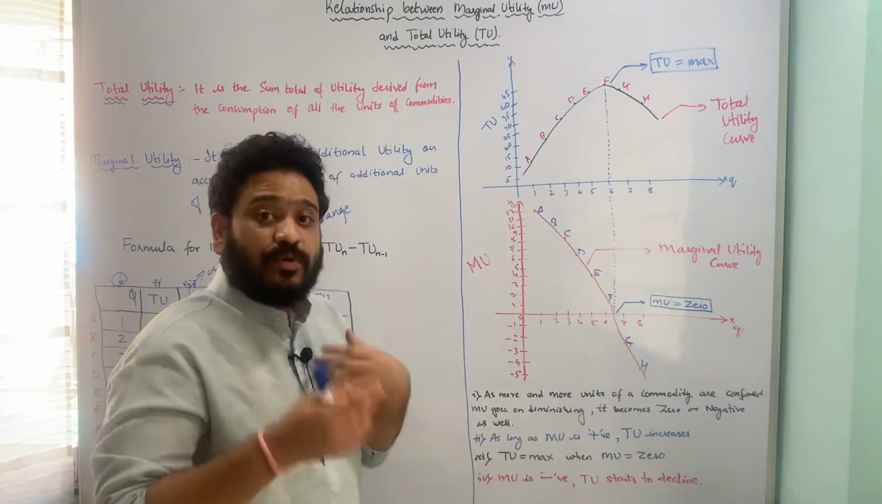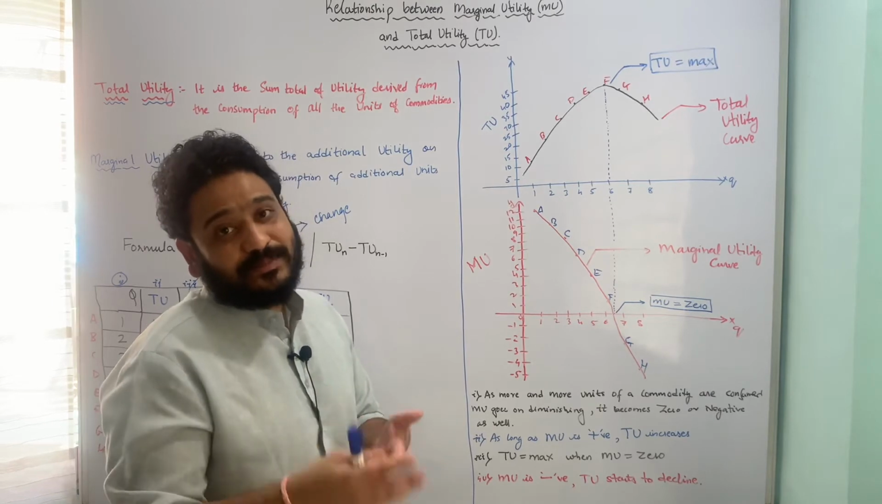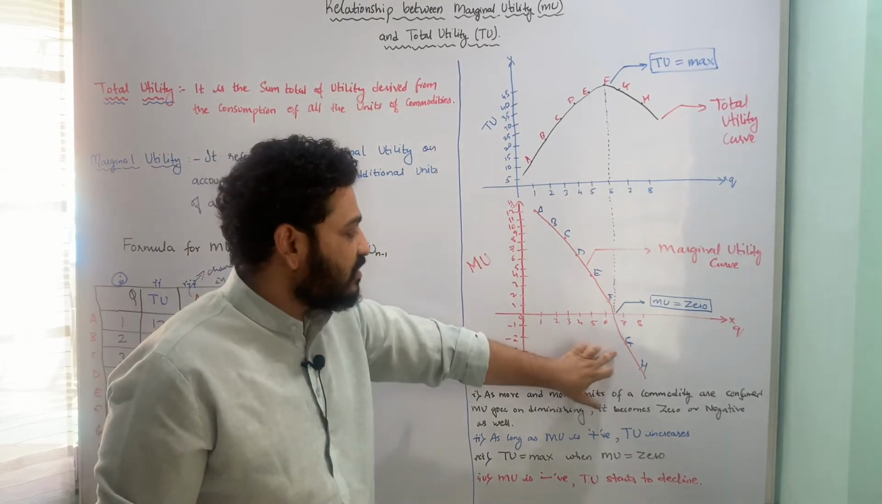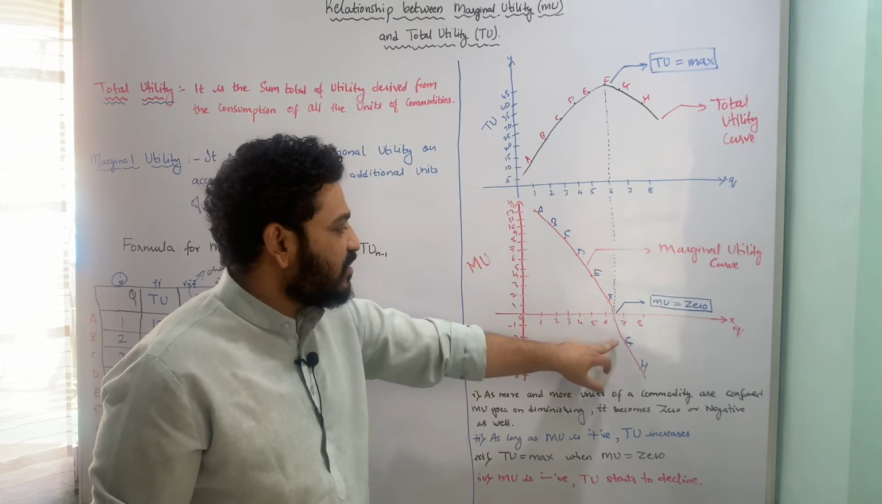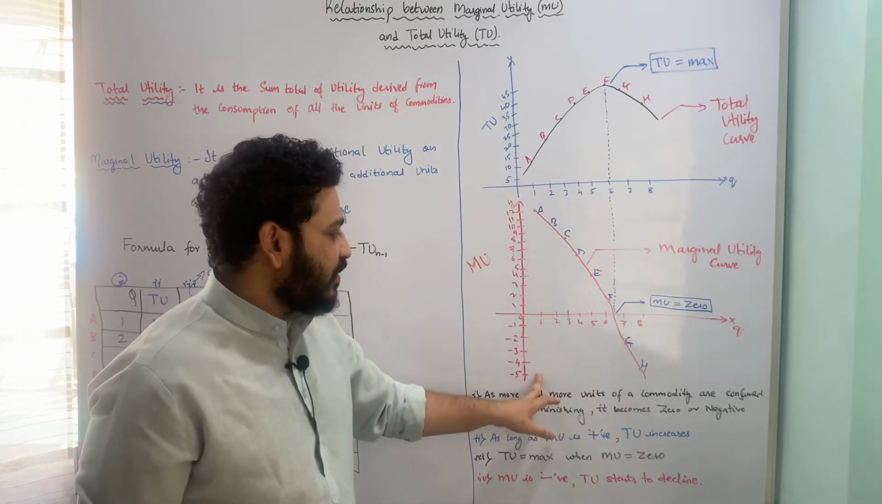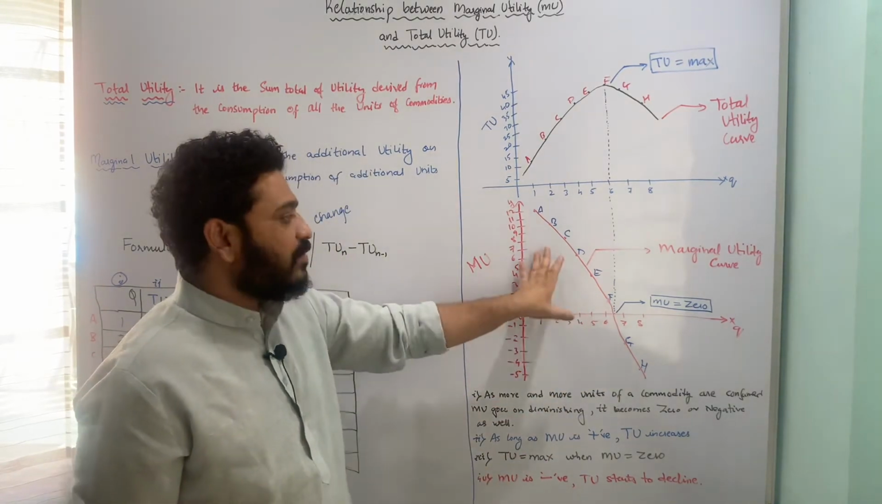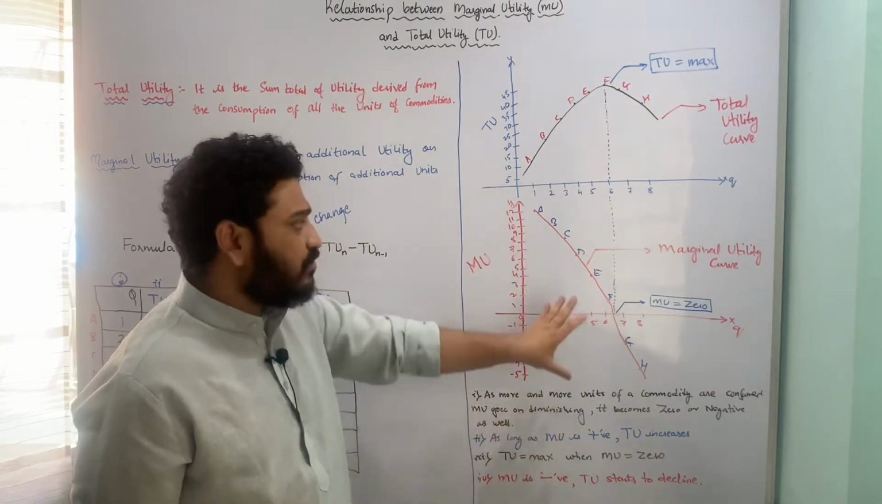So as you consume more and more units of a commodity, the marginal utility might become 0 or it might end in the negative coordinate, as it has happened here. At point 7 it is becoming negative 2, at point 8 it is becoming negative 5. So this is how the first important thing about the marginal utility curve is deduced from this graph.